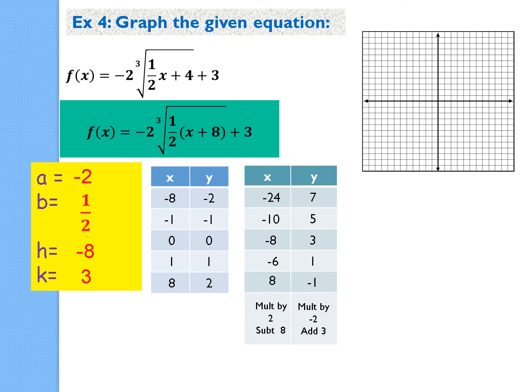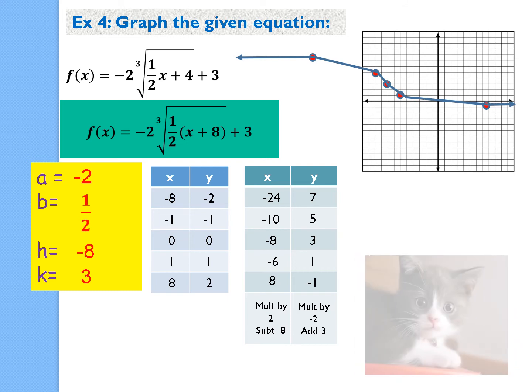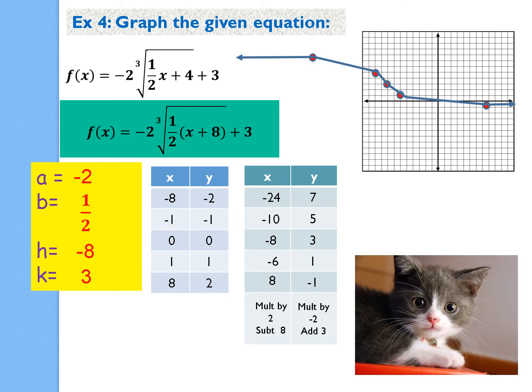Now, obviously, negative 24/7 is really off the grid. I think I just threw them out there somewhere so we can have the curve. But you should be able to graph the rest of the points fairly easy. And that's what you get. And that's what it looks like. And here's the kitty cat to brighten your day.